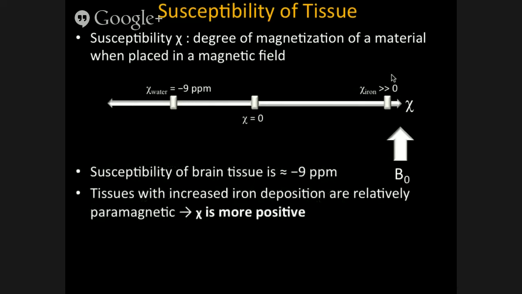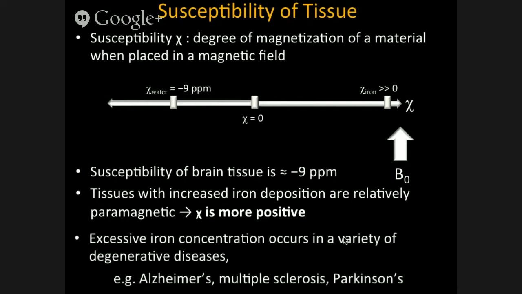So susceptibility of brain tissue is also about -9 ppm because in structure it is similar to water. And tissues with increased iron deposition are relatively paramagnetic, and their susceptibility is going to be more positive. And this we can use to investigate excessive iron concentration in a variety of neurodegenerative diseases such as Alzheimer's, MS, and Parkinson's. So susceptibility can serve as a biomarker for such diseases.